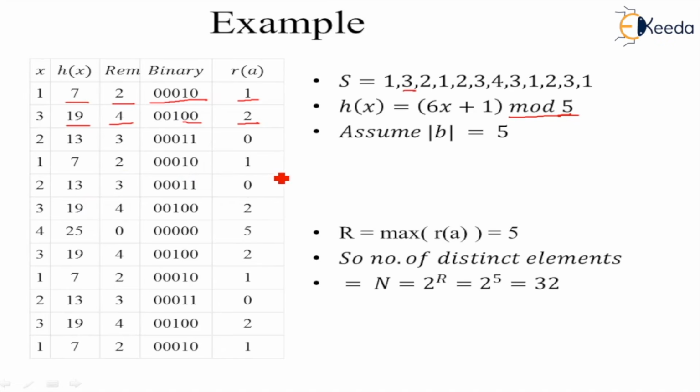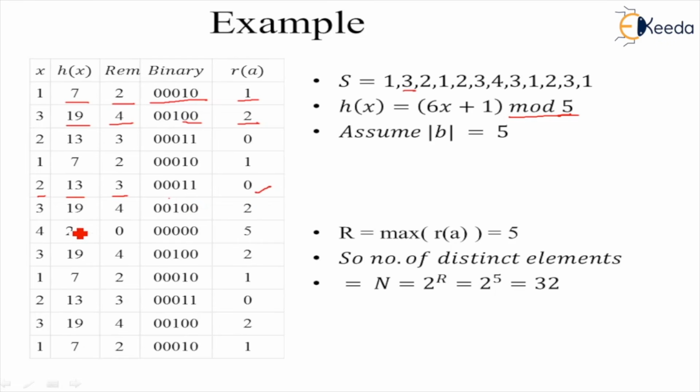Let's understand one very special case. Here we have the value of x as 2. We get the value 13, and when you take the remainder we get 3. If you convert it to the binary equivalent, we get 00011, and the number of trailing zeros is 0. Exactly, we are supposed to write 0.